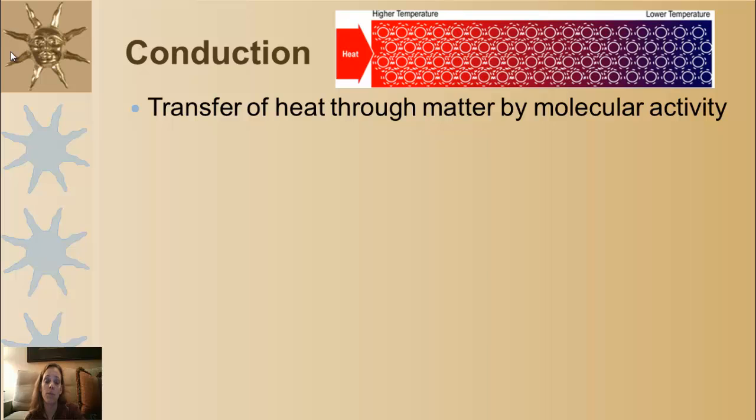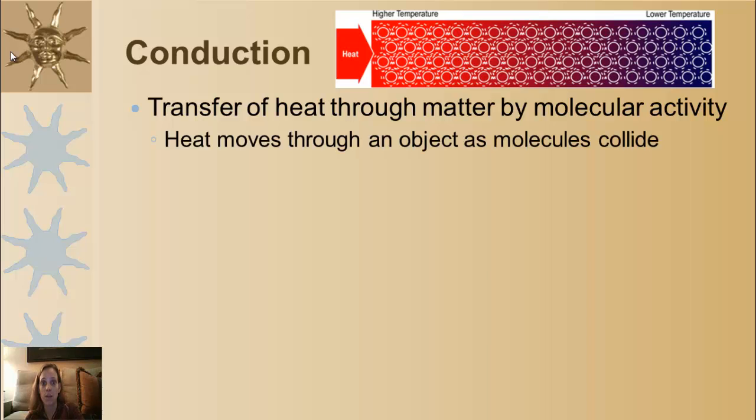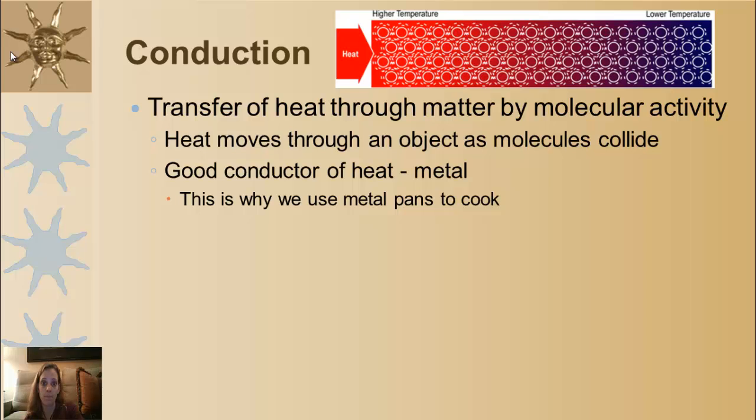It is the transfer of heat through matter by molecular activity. So it is molecules bouncing off of each other, as you see in this image. The faster they move, the higher the temperature. The slower they move, the lower the temperature. So heat moves through an object as the molecules are colliding, as the atoms are bouncing off of each other. There are some good conductors of heat, like metal, which is why we make cooking pots and pans out of metal, because it's able to transfer the heat from the heat source to the food. And then there are poor conductors of heat, like air.